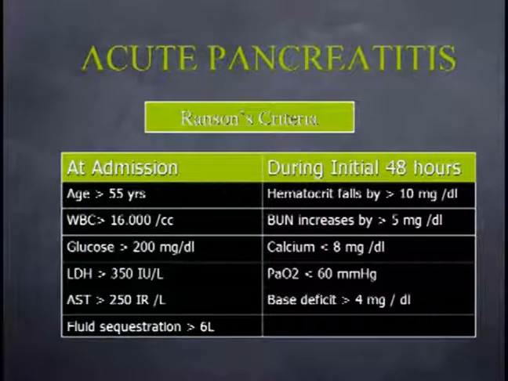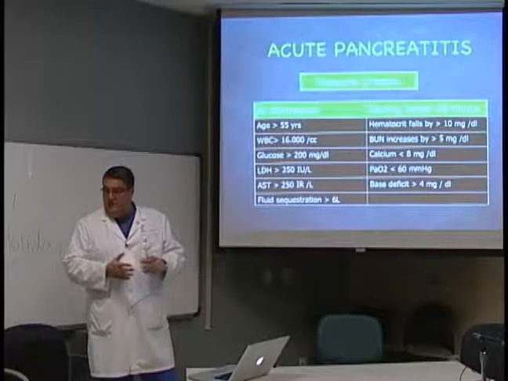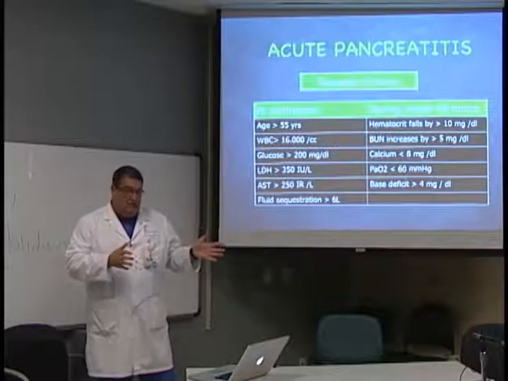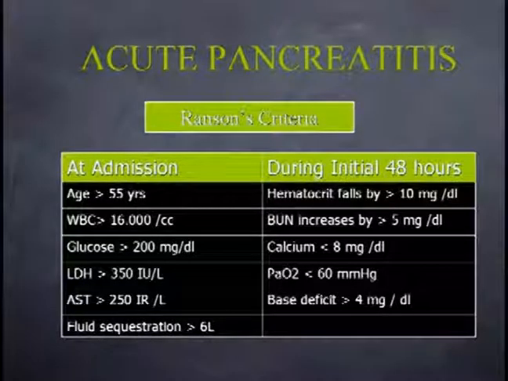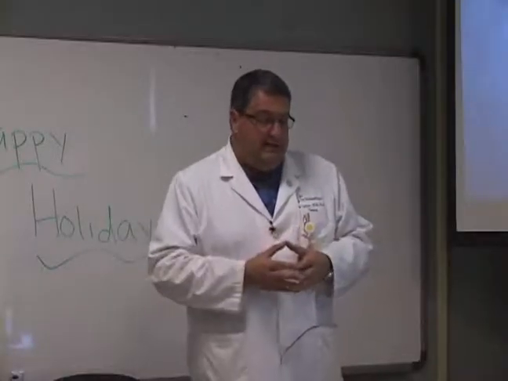So this is Ranson's criteria. This is something that you do at admission, and then you do during the initial 48 hours after admission. So at admission, you look at age. So age greater than 55 years, you get some points. White blood cell count greater than 16,000. Glucose greater than 200. LDH greater than 350. AST greater than 250. Or if you're third spacing a significant amount. So people estimate greater than 6 liters, and you can use different ways to figure that out.